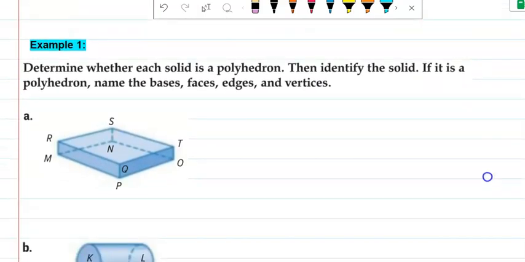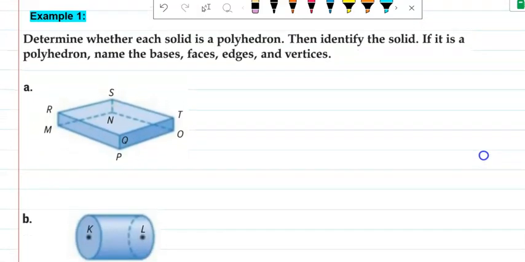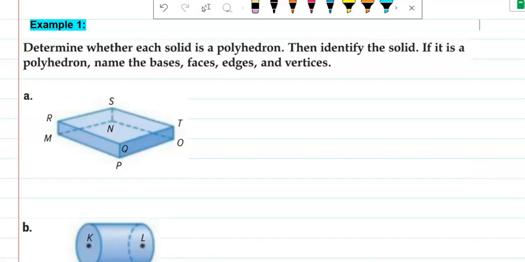Okay, so let's do some examples. For example 1, we have to first determine whether each solid is a polyhedron. So for A, we have to look for it. Does it have any curved edges? If it has curved edges, it's not a polyhedron. If it's all straight edges, then it can be. So this is just a bunch of rectangles all put together. So we can say, yep, this is a polyhedron. Check. Then it says identify the solid.